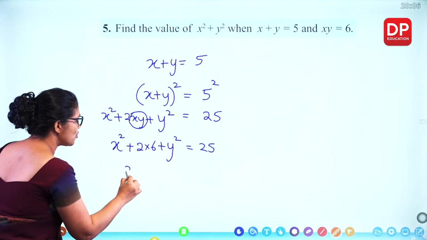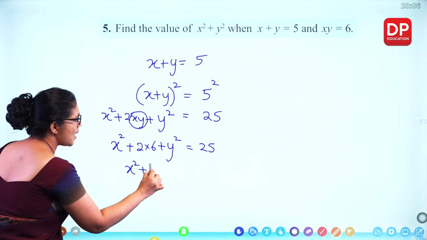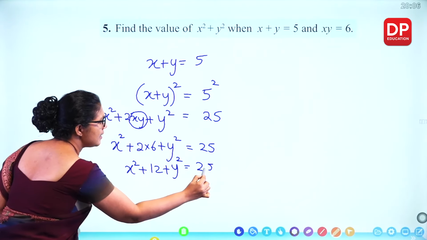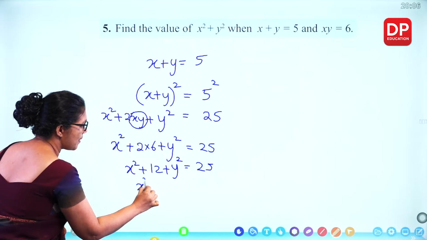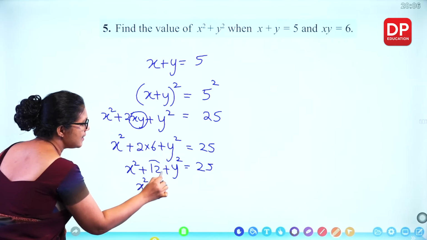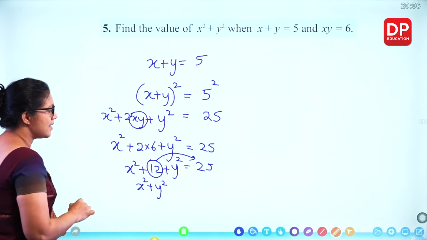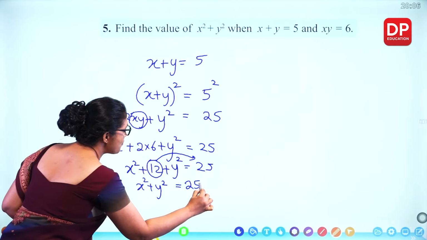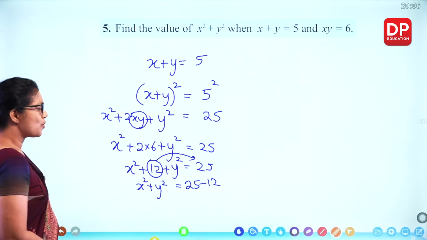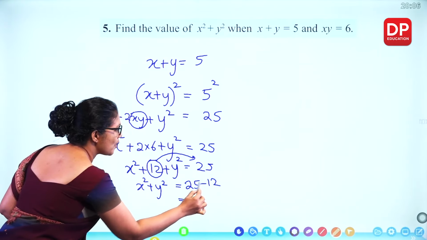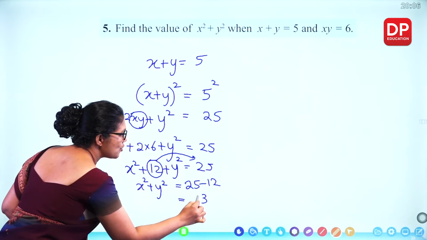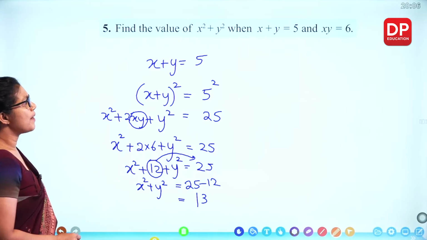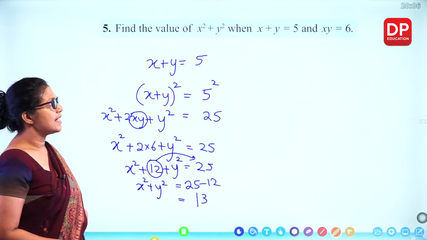And easily we can find out x squared plus y squared, because those are the two unknown terms. So what we can do, we can simplify. 6 times 2 is 12. And here you want this answer, x squared plus y squared. So you can take this 12 to the other side. What happens when you take it to the other side? You need to subtract 12 from 25. So when you subtract, what happens? 5 minus 2 is 3. 2 minus 1 is 1. So the answer for x squared plus y squared is 13.